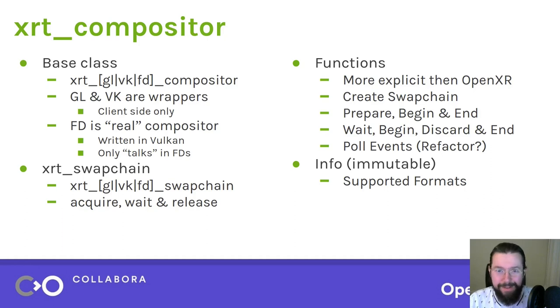For the compositor, I'm going to move ahead a little bit here. This is using a base class, an inheritance structure instead, because that was more fitting. The real compositor is actually just a file descriptor based one, whereas we have different compositors and subclasses for OpenGL and Vulkan. So those are the two rendering APIs that we support in Monado. And those are just wrappers around the compositor.